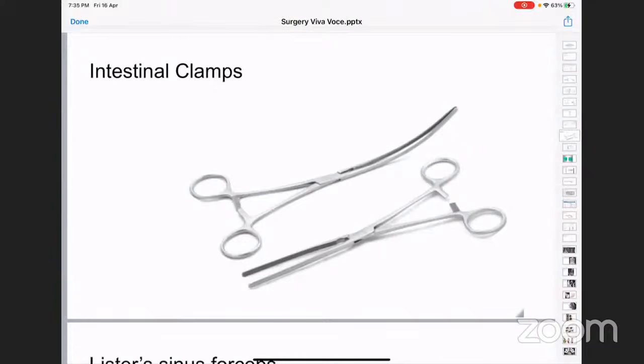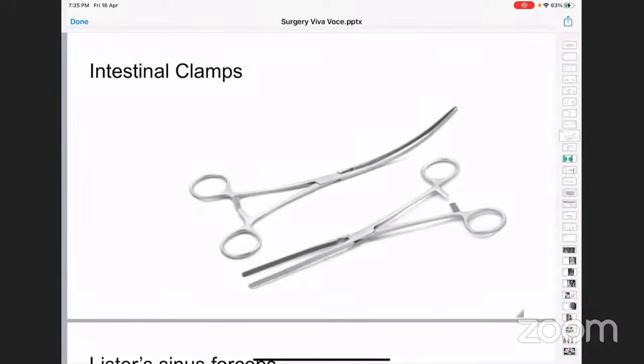Okay, so the intestinal clamps, again, we return to the old system, right? We have a box joint and a ratchet. That is, it is an instrument with a lock. And here we have long blades which do not completely oppose. So when you lock the instrument, there's actually a gap between the two blades.